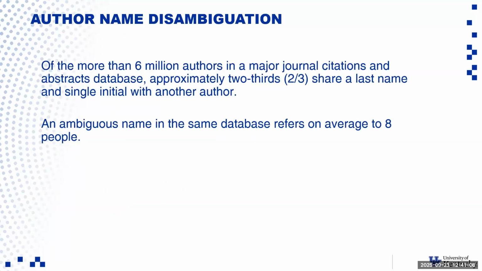And then a known issue in scholarly publishing is author name disambiguation. Of the 6 million authors in major journal citation and abstract databases, approximately two-thirds share a last name and a single initial with another author. So an ambiguous name in a database refers to an average of 8 people.